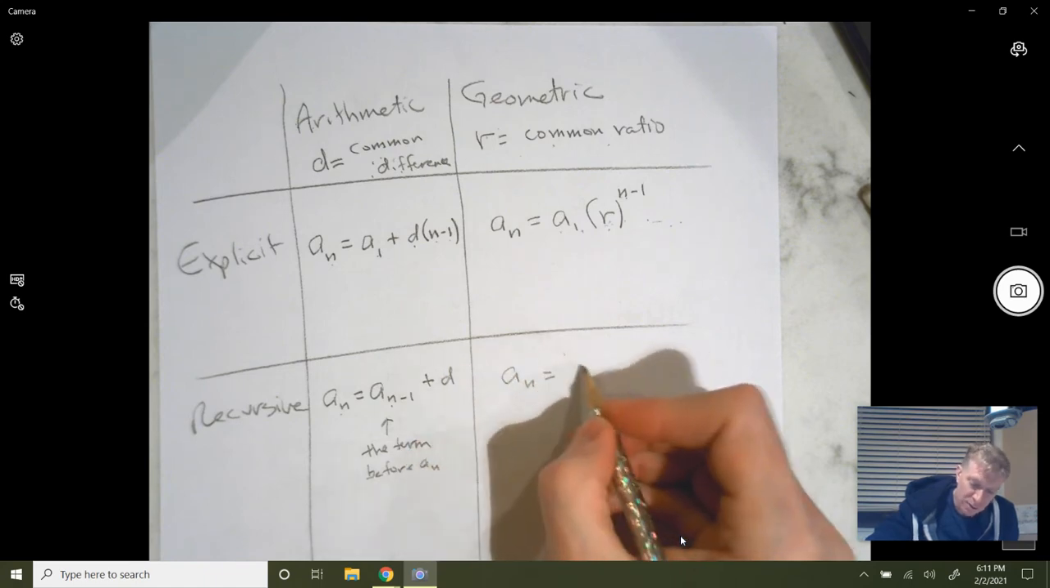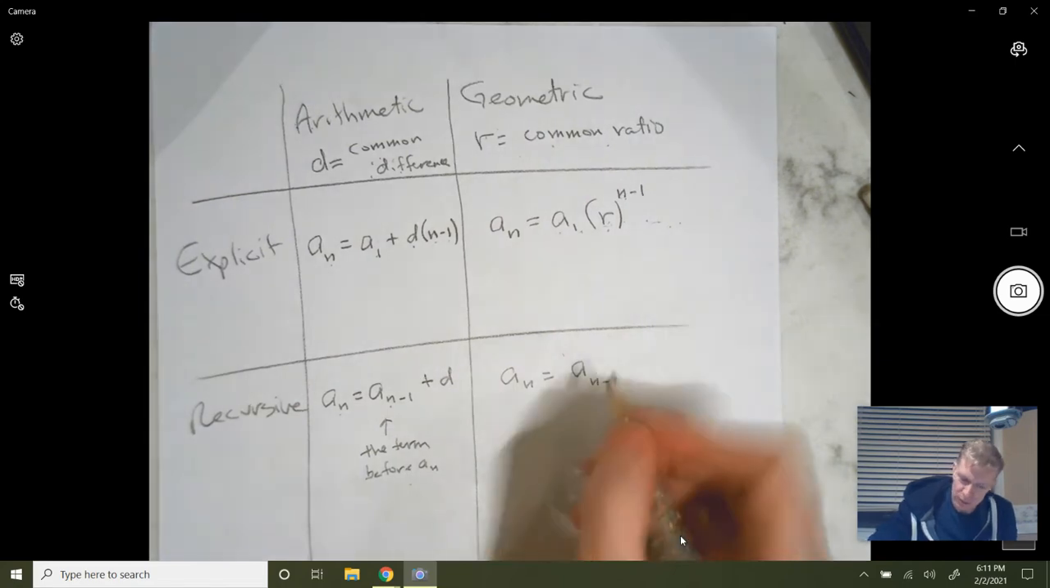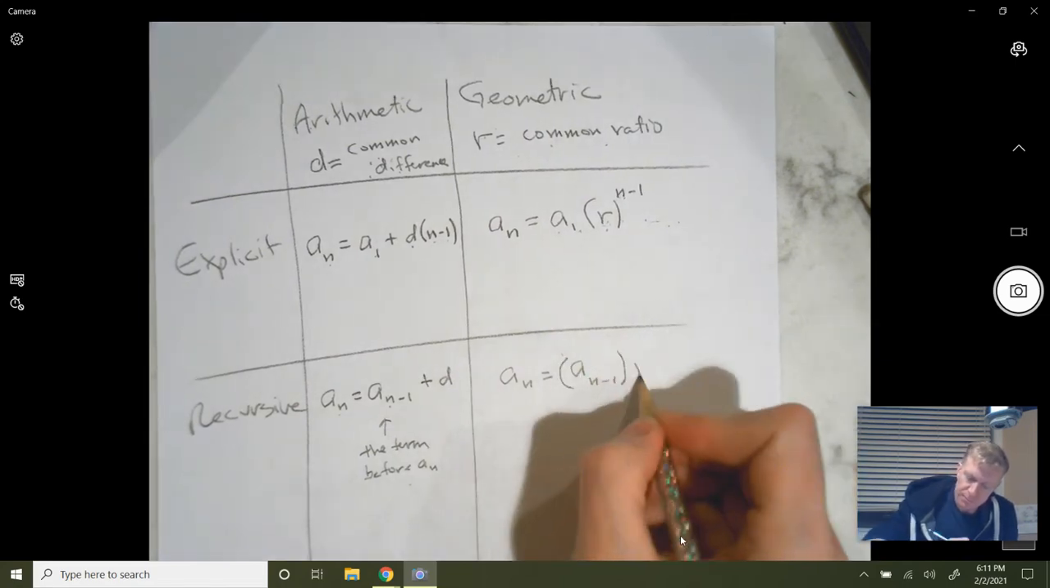The recursive formula for geometric, a sub n. You take the previous term, a sub n minus 1. Again, that's the term before a sub n. What are you going to do? You're going to multiply by r.